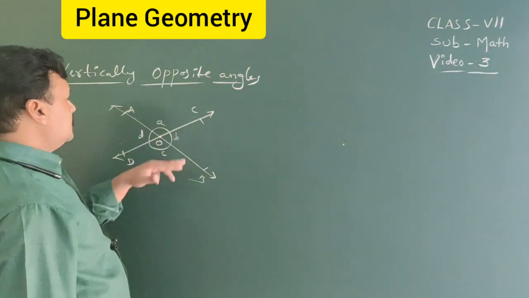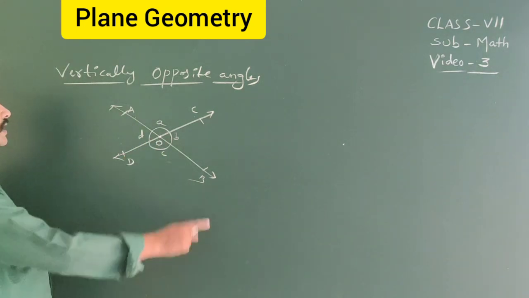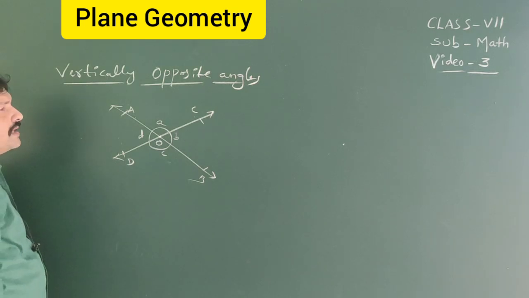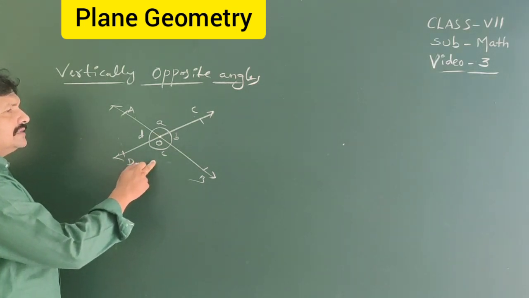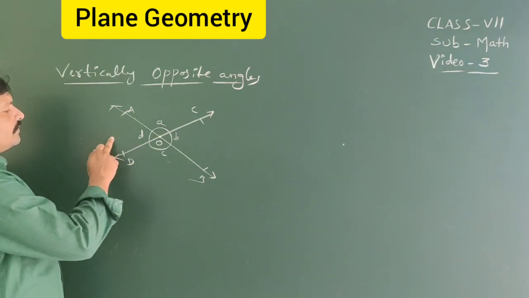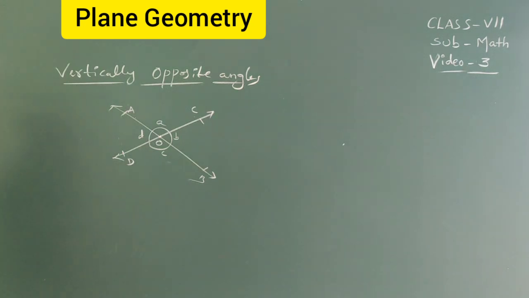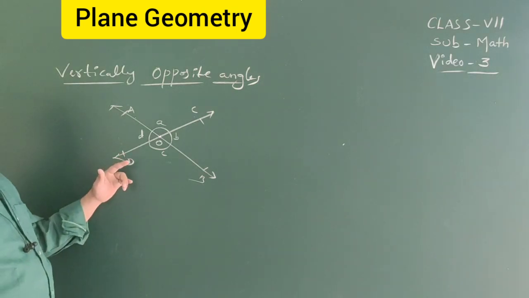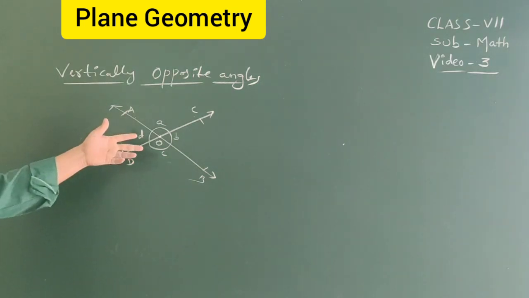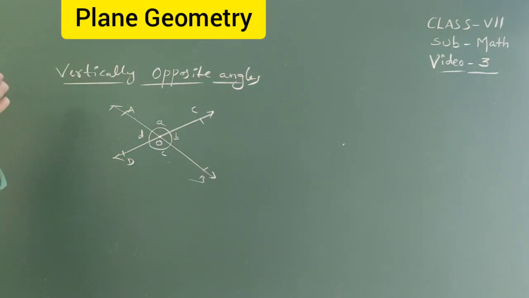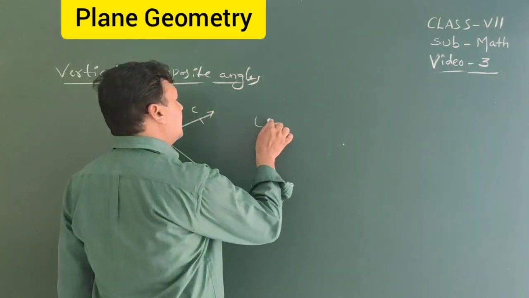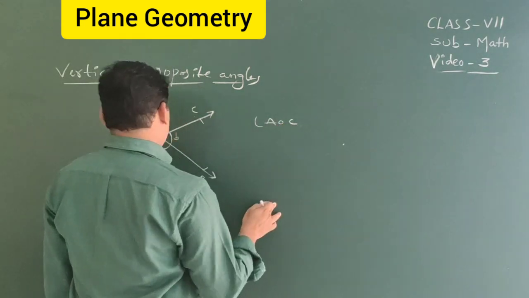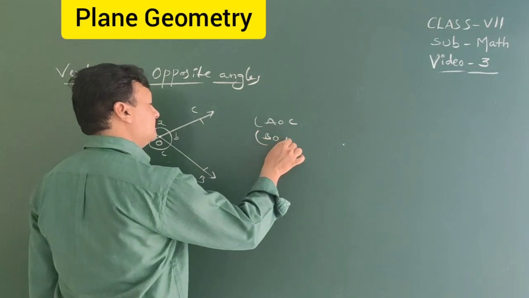Among these four angles, what are vertically opposite angles? Here, the angles have a common vertex but they don't have any common arm. Then we can say that they are vertically opposite angles. Here, angle AOC and angle BOD.